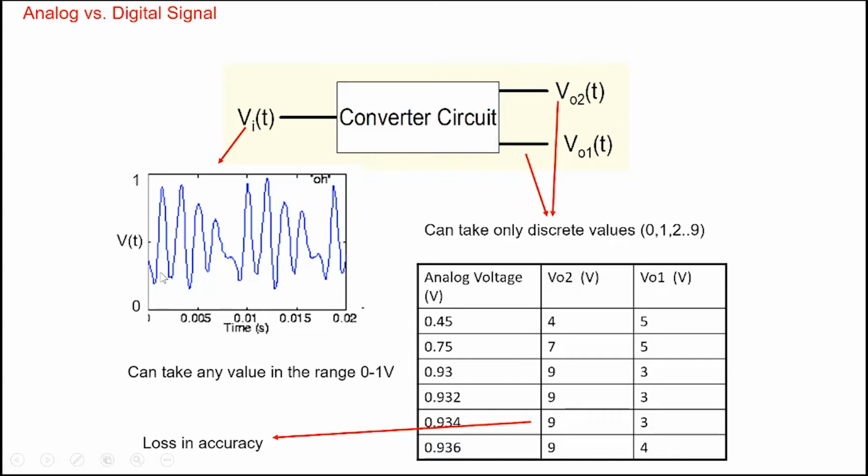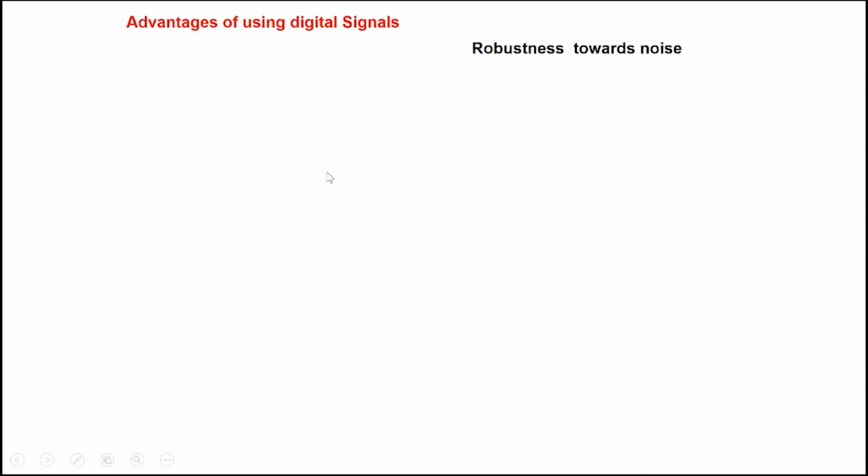So why convert it into a digital signal like this? Why not just live with the analog signal here? So let me give some examples of how using digital signals can be advantageous. The first one is a very important point: the digital signal is very robust to the presence of noise, while the analog signal gets corrupted very easily.